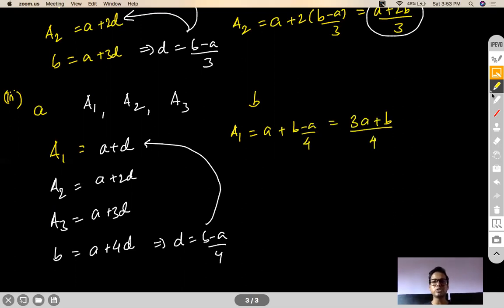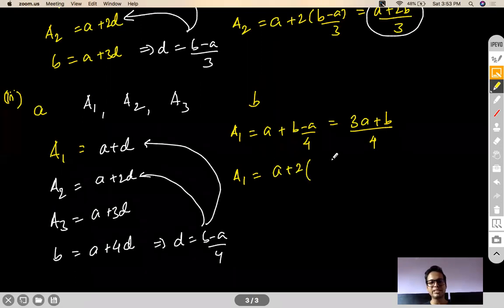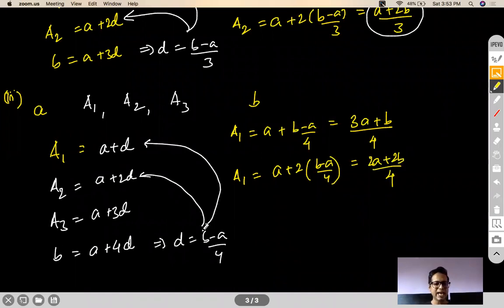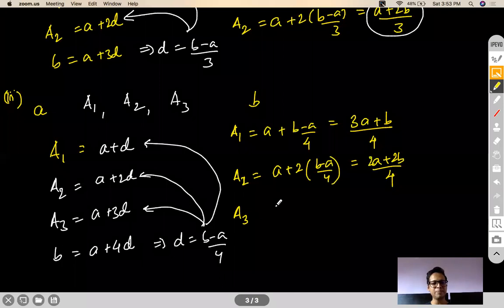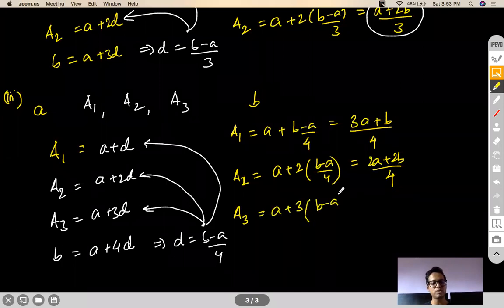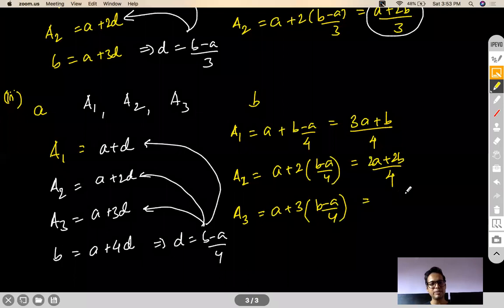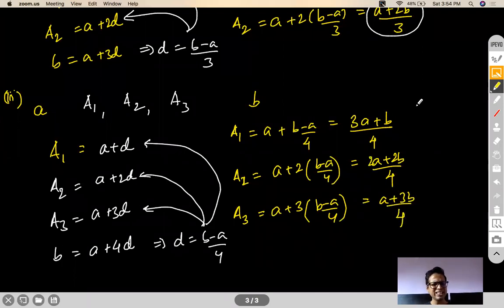If you put this over here, you end up getting A2 as a plus twice of (b minus a) by 4. But actually, I will not cancel out 2 and 4. I'll keep it as it is. And when you put it over here, A3, I get a plus 3 times (b minus a) by 4, which is nothing but (a plus 3b) by 4. Do you see a pattern, or still you can't see it?